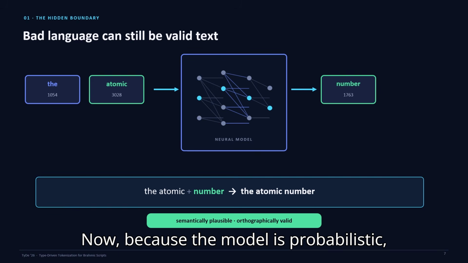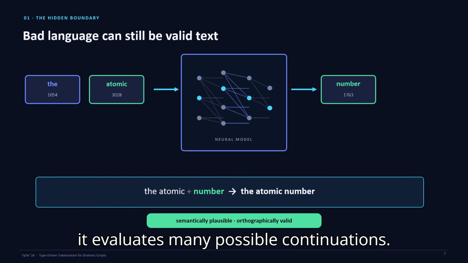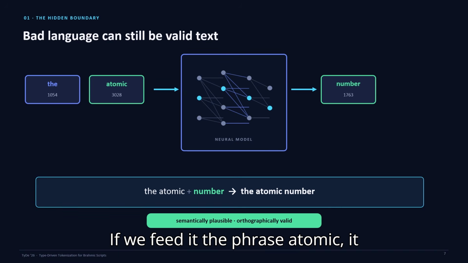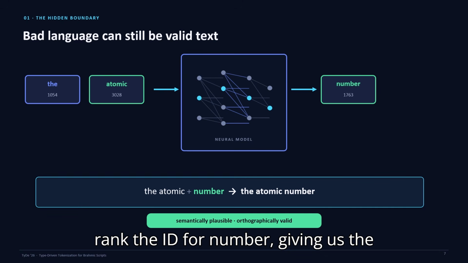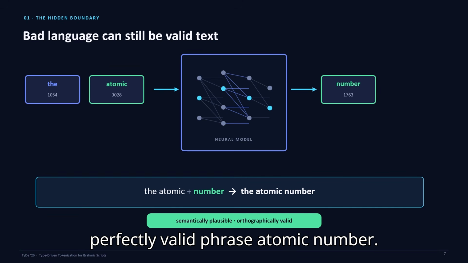Now, because the model is probabilistic, it evaluates many possible continuations. If we feed it the phrase the atomic, it processes those numbers and might highly rank the ID for number, giving us the perfectly valid phrase the atomic number.